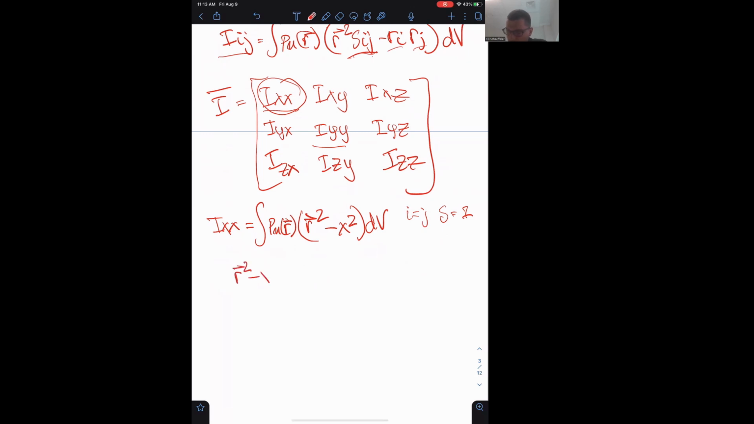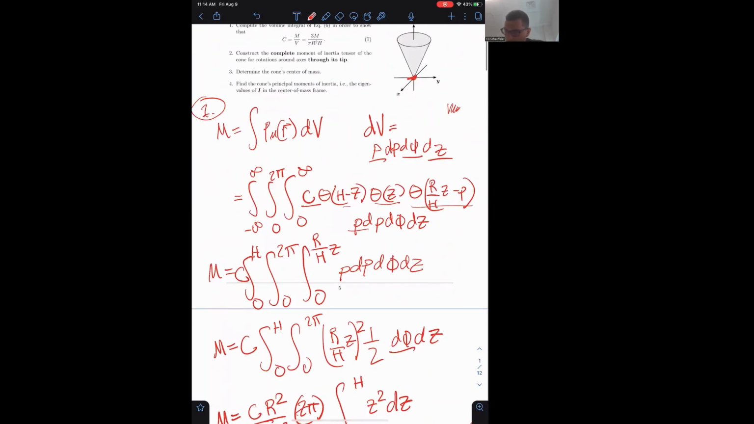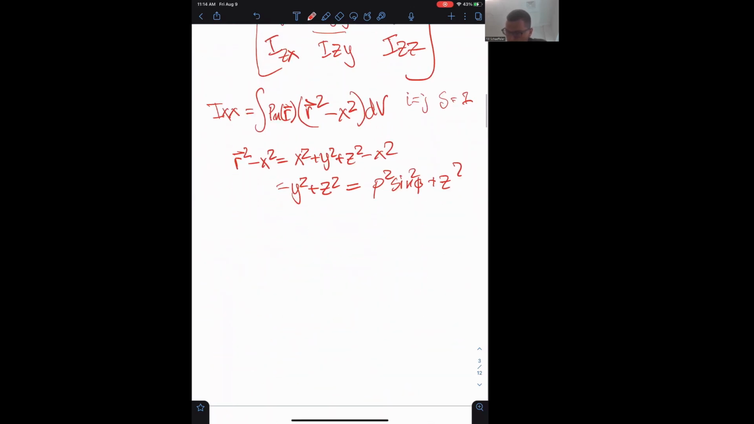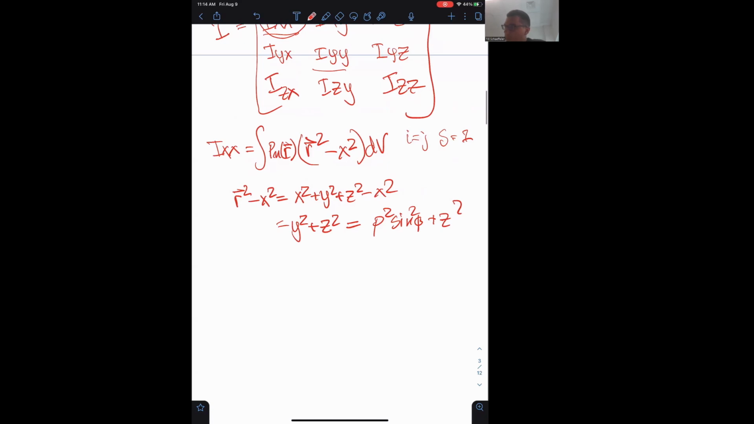So r squared minus x squared is equal to x squared plus y squared plus z squared minus x squared, which gives you y squared plus z squared, which in cylindrical coordinates is equal to rho squared sine squared phi plus z squared. I guess I can quickly show what cylindrical coordinates look like, in case you forgot.